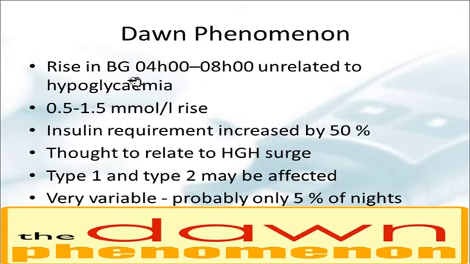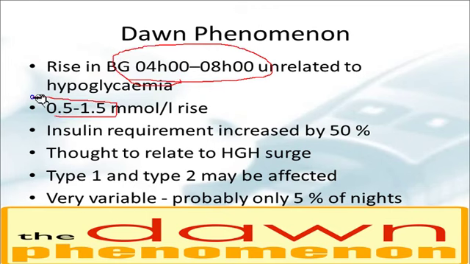The dawn phenomenon generally occurs where there is a rise in blood glucose at 4 to 8 a.m. in the morning, and that's roughly a rise in blood glucose which is not very high. It's between 0.5 and 1.5 millimoles per liter, and insulin requirements must be increased by about 50%. It's thought to be a result of the human growth hormone surge and occurs in both type 1 and type 2 diabetes. Remember that in the morning when you wake up, you have a slight increase in adrenaline and human growth hormone, and this is normal to try and wake you up. And it's very variable and probably only occurs in 5% of nights.